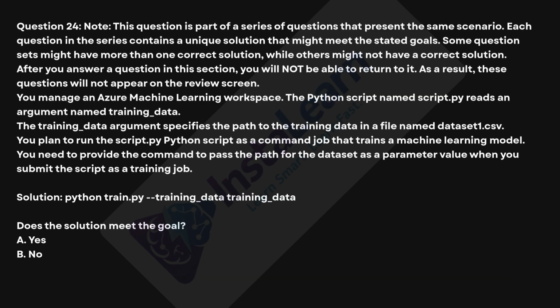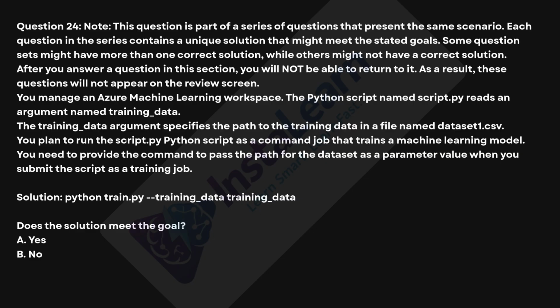Question 24. Note: this question is part of a series of questions that present the same scenario. Each question in the series contains a unique solution that might meet the stated goals. Some question sets might have more than one correct solution, while others might not have a correct solution. After you answer a question in this section, you will not be able to return to it. As a result, these questions will not appear on the review screen.